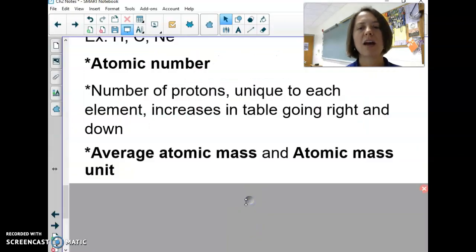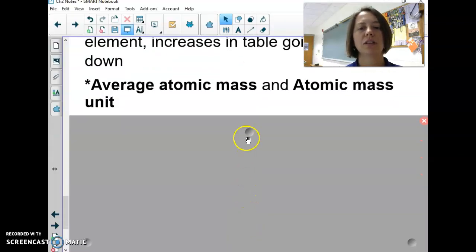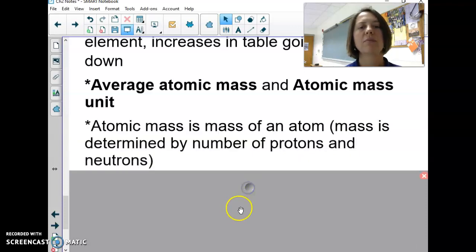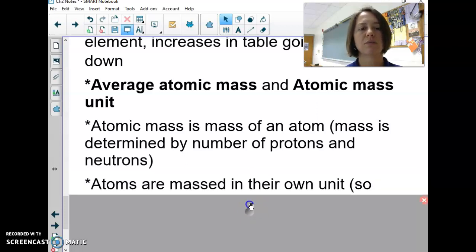So average atomic mass and atomic mass unit. The atomic mass is the mass of an atom. So that's pretty self-explanatory. And it is determined by the number of protons and neutrons. Protons and neutrons are the things in an atom that have mass. So if you have more of them, you have a more massive atom. So please write that down. Atomic mass is the mass of an atom. Mass is determined by the number of protons and neutrons.